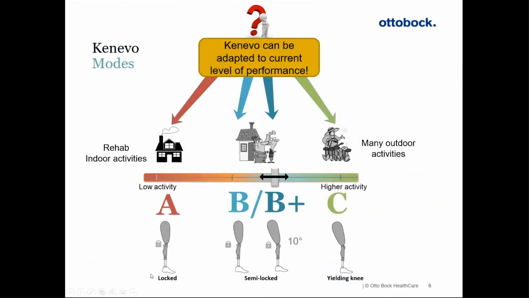Mode A, the locked mode for rehab and indoor activities, is usually used, for instance, in Germany, where Kenevo is meanwhile kind of standard of care for the rehab after amputation. So it is the first knee that the patients with above knee amputation receive. It is used in the locked mode for the first mobilization, and as soon as the patient improves, the function of the knee joint can be increased over time to mode B, B+, and C.